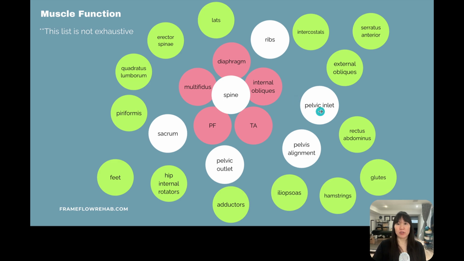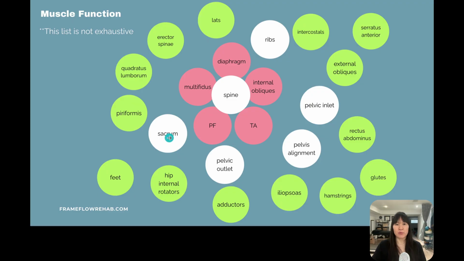The white circles are the bony structures, or in this case, the bony aspects or features that I consider when I'm performing my assessment. So looking at alignment of the spine, the ribs, the pelvic inlet, of course, pelvic alignment when it comes to anterior, posterior tilt, pelvic outlet, and then of course the sacrum when it comes to the pelvic floor.